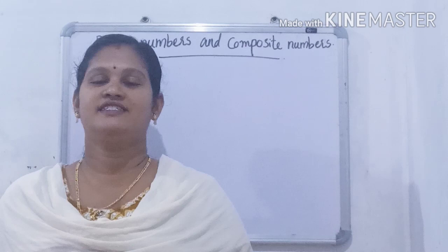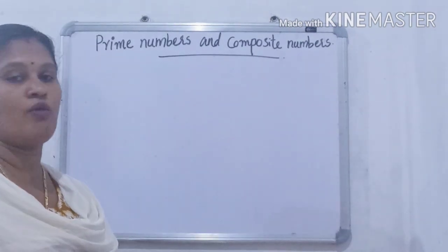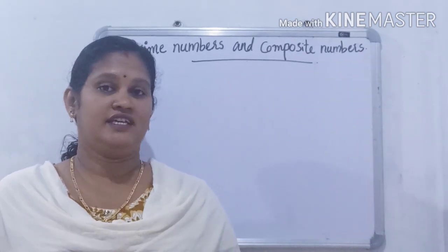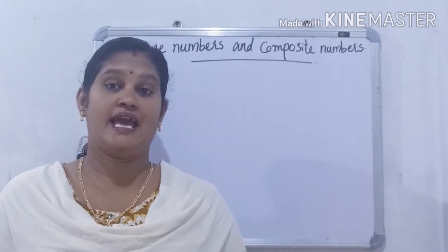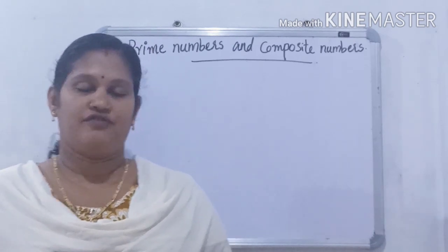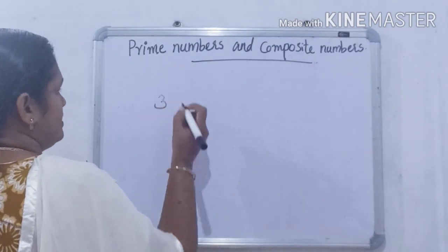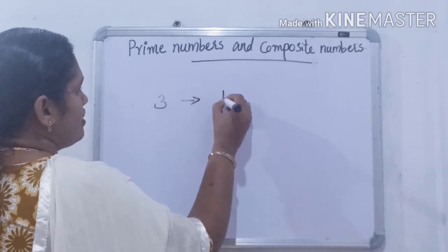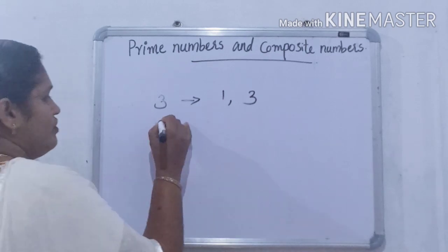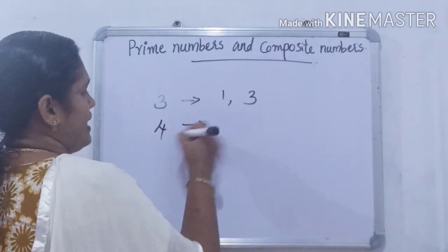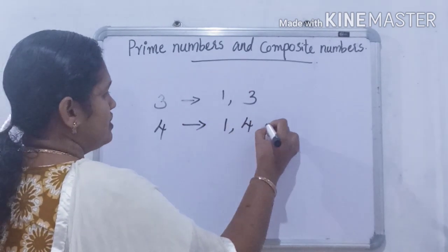Hi children, our next topic is prime numbers and composite numbers. We already studied that all numbers have two or more factors except one. For example, factors of 3: 1 and 3 are the factors of 3. Factors of 4 are 1, 4 and 2.